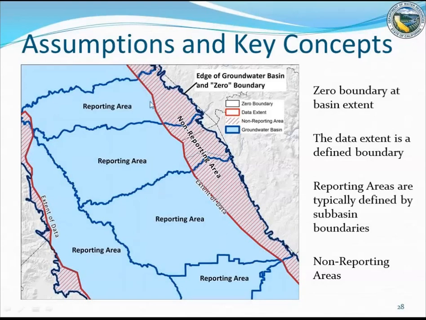This red line here is the extent of our data. So that means in this red hatched area, we do not have groundwater level data. It's very common for groundwater level data to not be available near the edge of a groundwater basin. Within the blue area, it's an area within the groundwater basin where we do have data. And this larger groundwater basin has been subdivided into subbasins, which we're calling individual reporting areas.